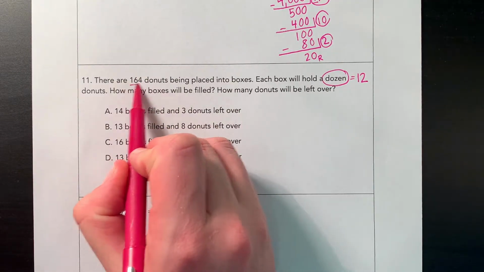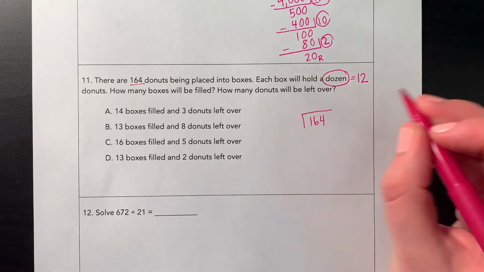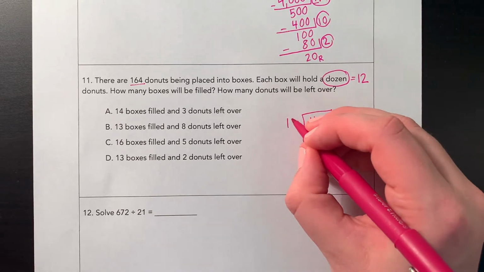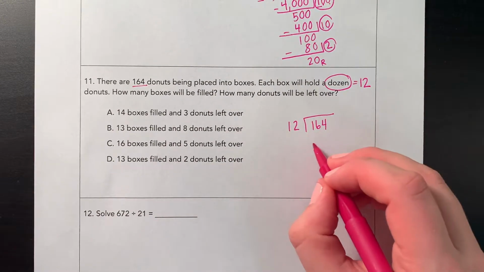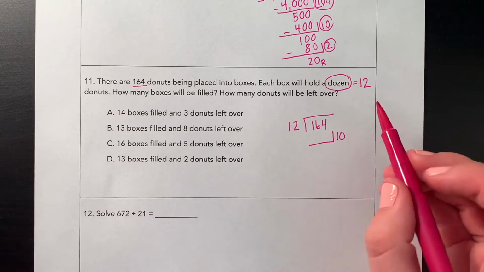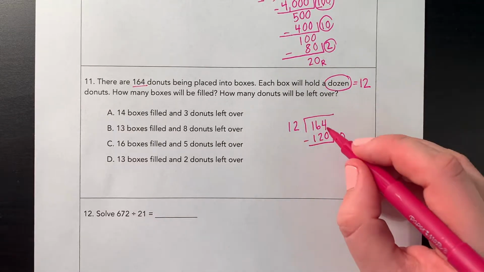So we're taking the total number of donuts, 164, and we're dividing it into 12 because that is how many donuts will fit into each box. So 12 can go into 164 10 times. 12 times 10 is 120, and we're subtracting.